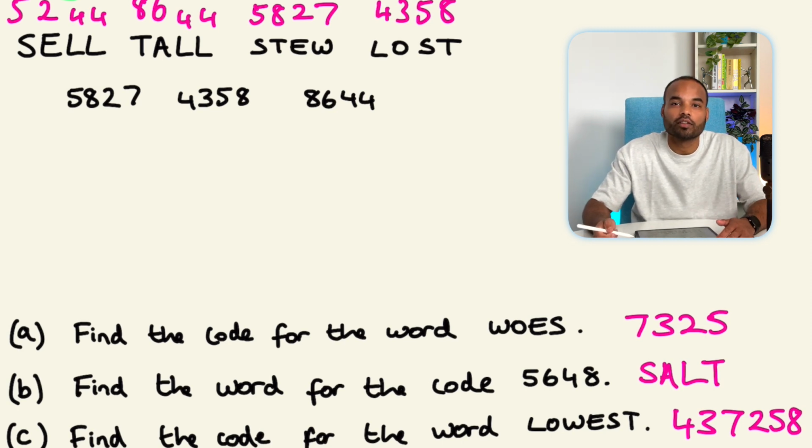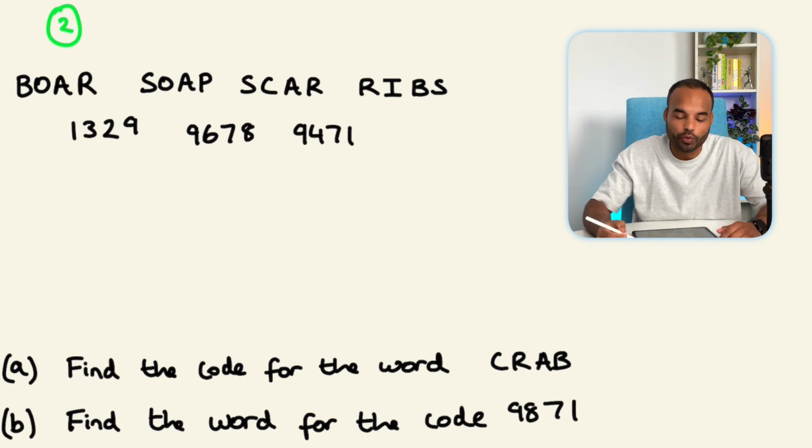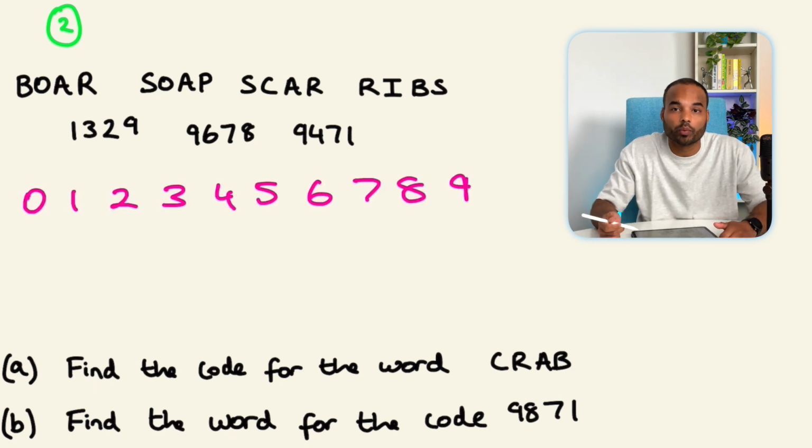Okay, so that's our first example done. Let's have a look at the second example. Now for the second example, I am going to go back to using the number box, or as we call it, the magic box. Okay, so example 2. Maybe a slightly harder example. I'm going to set up my number box first. To remember, just write the digits 0 to 9. And now I'll take a look at the words. So I have bore, soap, scar, and ribs.